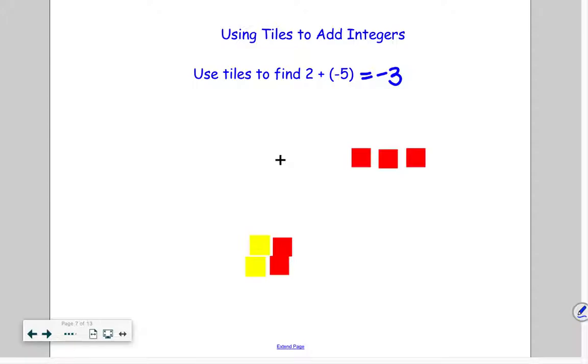You don't have this one in your notes, okay? This is just for me to demonstrate on the board. Now, remember what I said before. One's positive, one's negative, so you subtract. 5 minus 2 is 3. Which is bigger, a 5 or a 2? 5, and it's negative, so your answer is also negative.